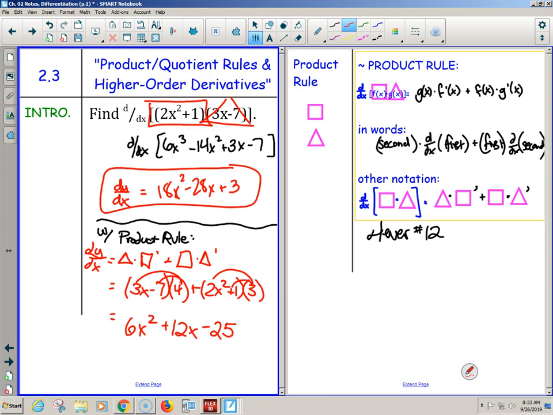It's 12x squared. You forgot the 4x. Yeah, we're at 4x. The 4 times 3. You guys have to be careful of your basic rules. Second d first wasn't just 4, it was 4x.